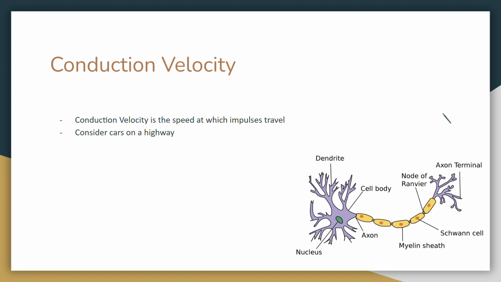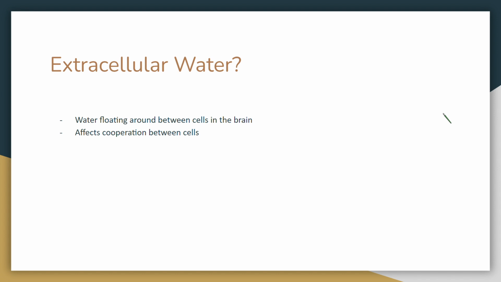A second thing that is important to this is extracellular water. Now, extracellular water might sound complicated, but it's essentially exactly what it sounds like. Extra, outside, cellular, from the cell, and water, meaning exactly what it sounds like. So, this extracellular water is just water floating around between cells in the brain rather than being contained in any one of them. And essentially, the purpose of this is that it's another one of the small structures you could find that affects cooperation between cells.